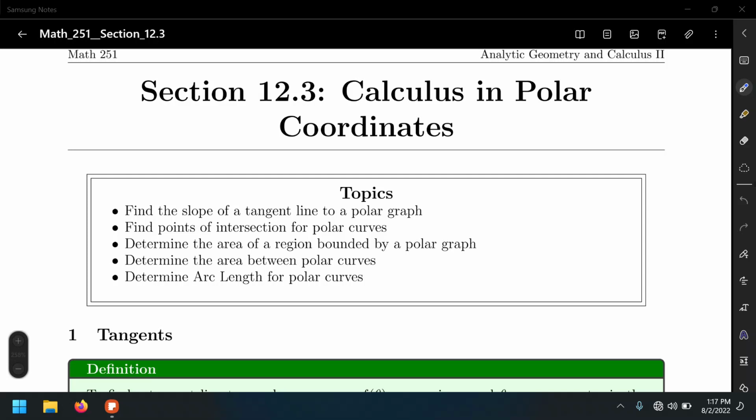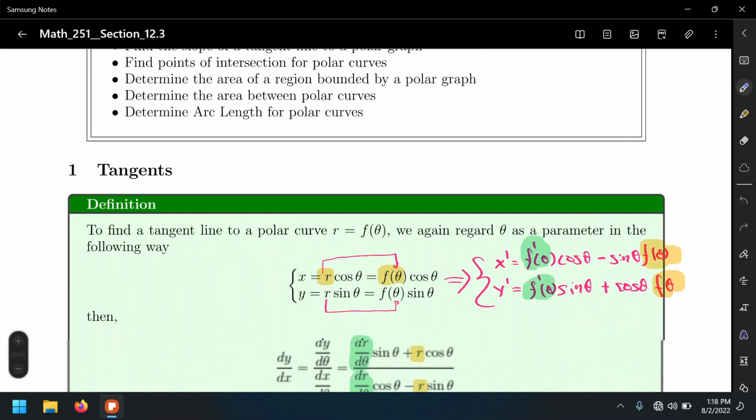In section 12.3, we do the calculus in polar coordinates. So we're going to find slopes of tangents in a very similar way that we did for parametric equations as well. And we're going to find points of intersection and areas of polars, under these petals of flowers, inside a cardioid, stuff like that. And then we will finish the chapter with arc length on polar curves.